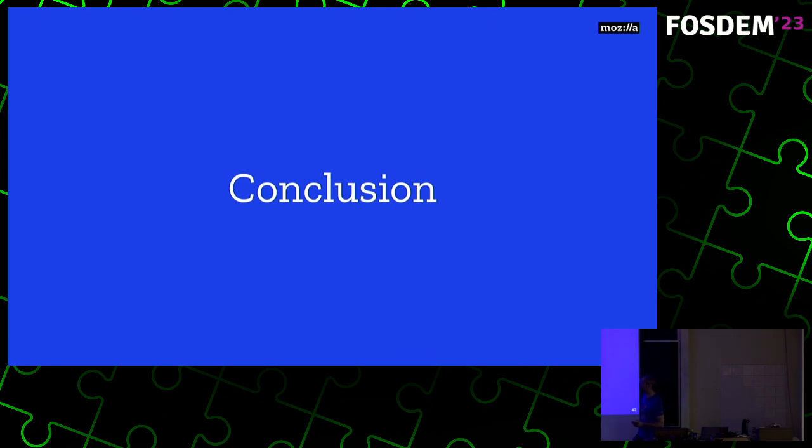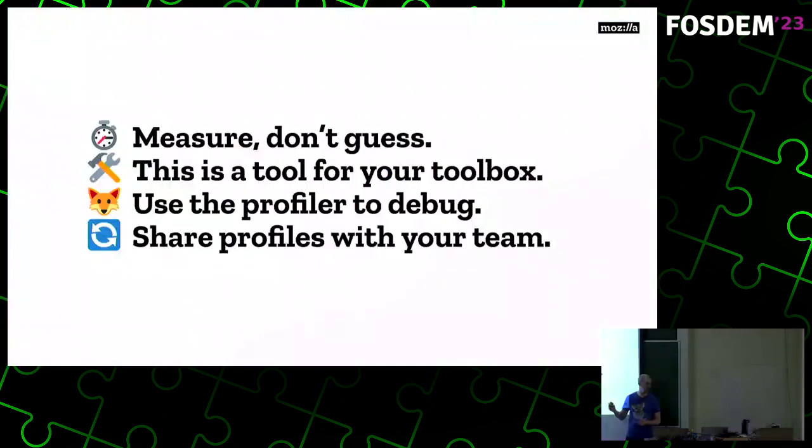So my conclusion now. Again, the most important thing is measure, don't guess. I think you really remember this sentence. This is just a tool in your toolbox. And sometimes you need to take a step back. You can also use a profiler to debug. I didn't insist much on that, but because you can instrument your code, you can also use it to just debug your code. It's not just for performance. You can just get a view of what your program looks like, what's happening in your program.